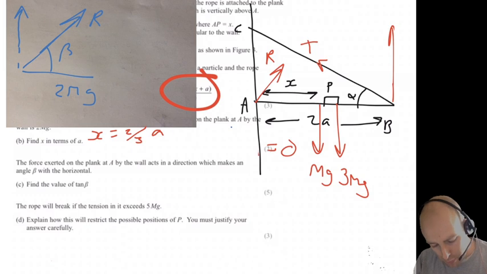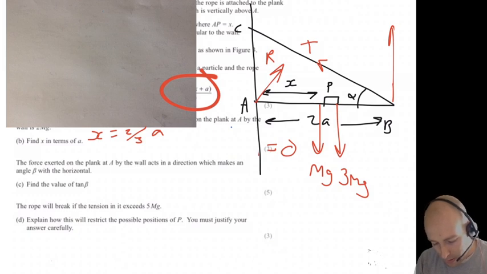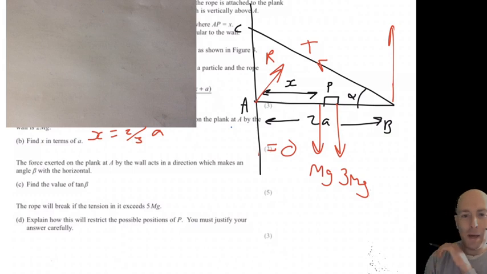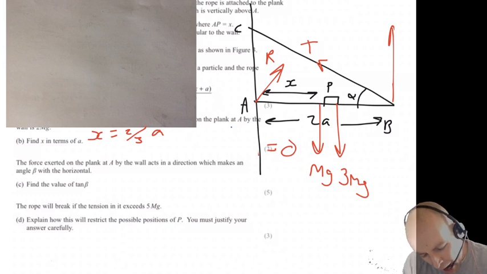So I'm going to resolve horizontally, no, I'm not, because that won't work. I'm going to take moments now about point B, so that I can include the vertical component of R in my calculations.